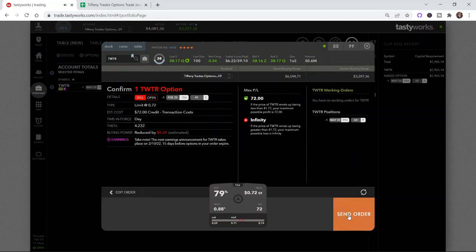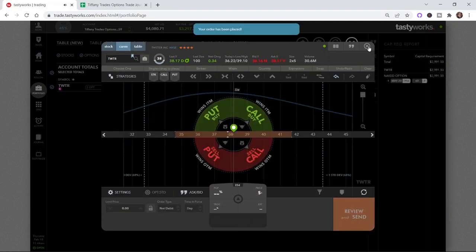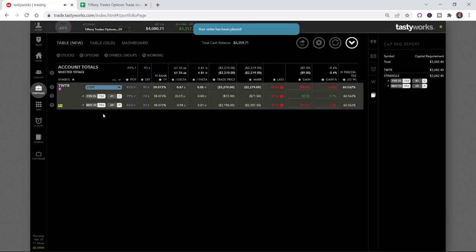And I'm going to add that to my position. So I just sold a short call on Twitter expiring February 25th at the 41 strike. It has increased my buying power just a little bit. I think before we did this, so you can go back on the video, it was about 2,900 or so.